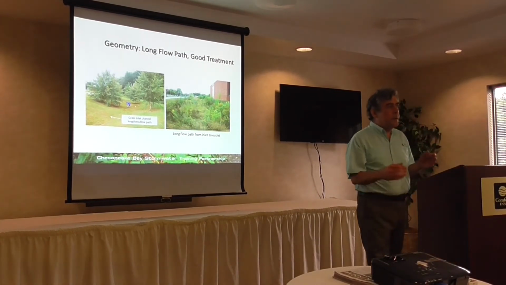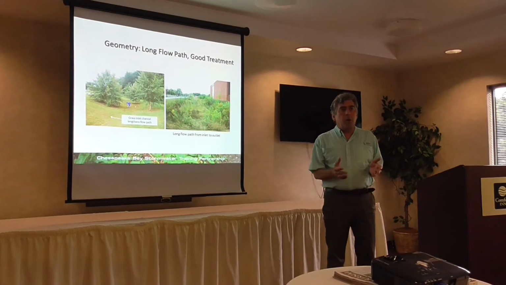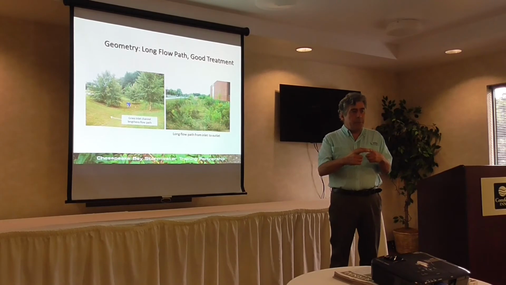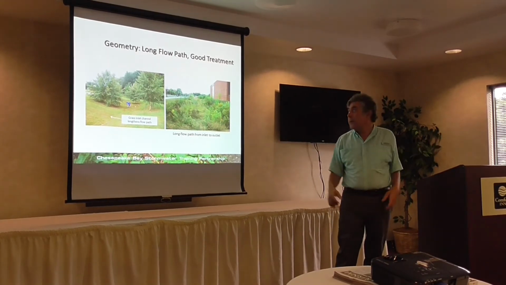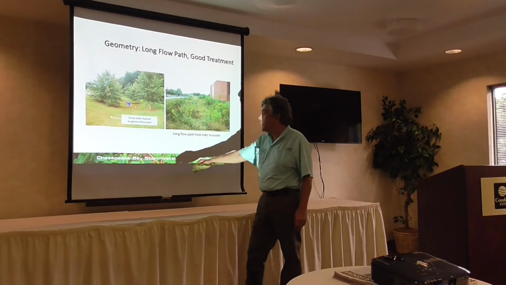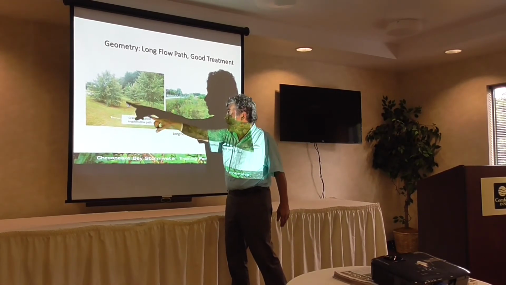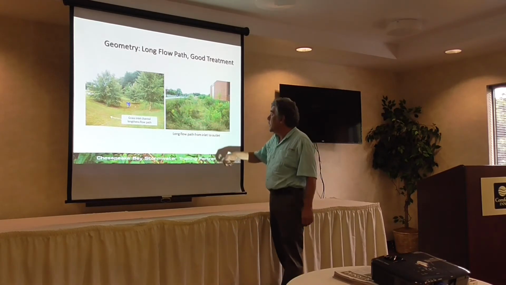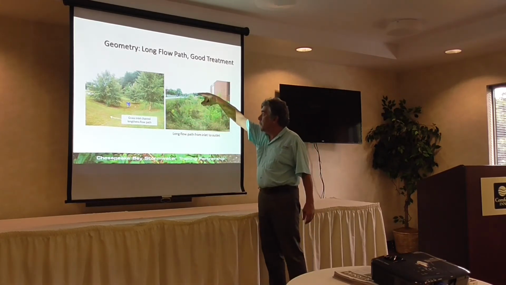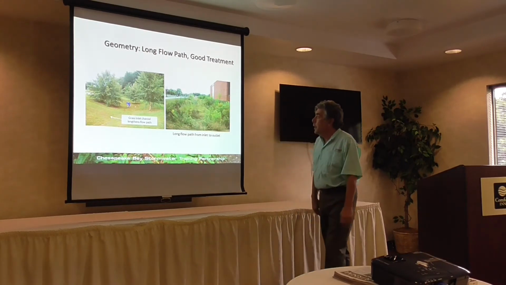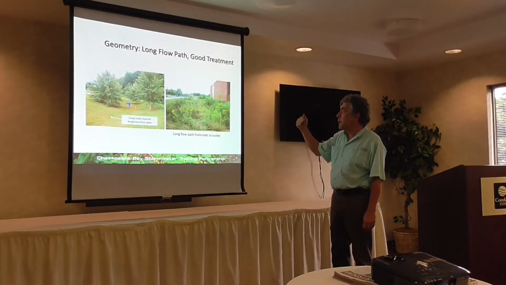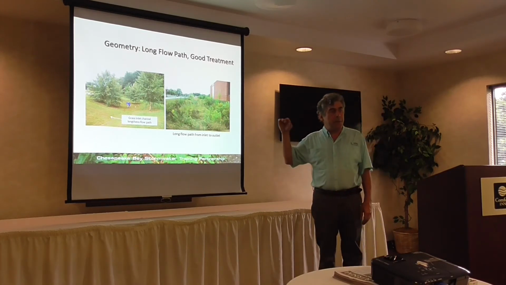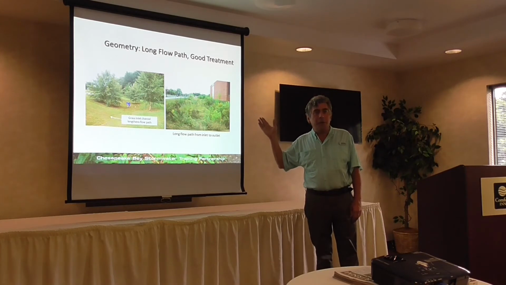So, in general, like anything, we don't want real fat facilities, we want long, skinny ones. So here we're getting a grass channel to go into it, so we're at a very long area. Here's another one where the flow path is probably 300 feet long from inlet to outlet, and so it makes it work.